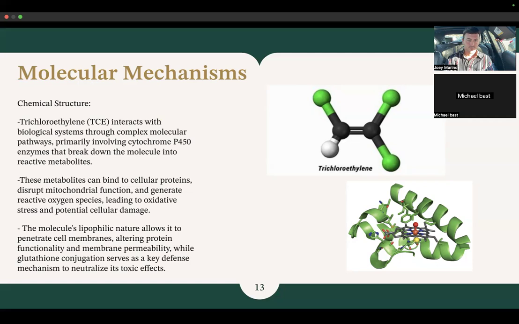To grasp a better understanding, cytochrome P450 is the image at the bottom right below the trichloroethylene. Lastly, the molecule's lipophilic nature allows it to penetrate cell membranes, altering protein functionality and membrane permeability, while glutathione conjugation serves as a key defense mechanism to neutralize its toxic effects.